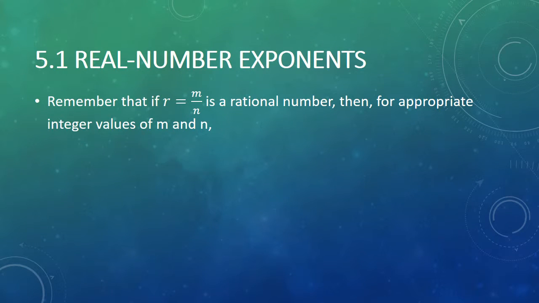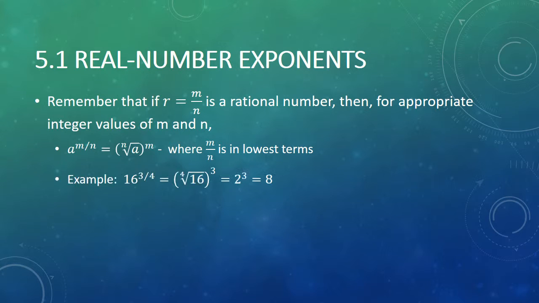Remember that if r equals m over n is a rational number, then for appropriate integer values of m and n, a to the m over n power equals the nth root of a to the m, where m over n is in lowest terms. In other words, when you have a power that's in the form of a reduced fraction, the denominator tells you what root you're taking, and the numerator tells you what power you are raising the function to.